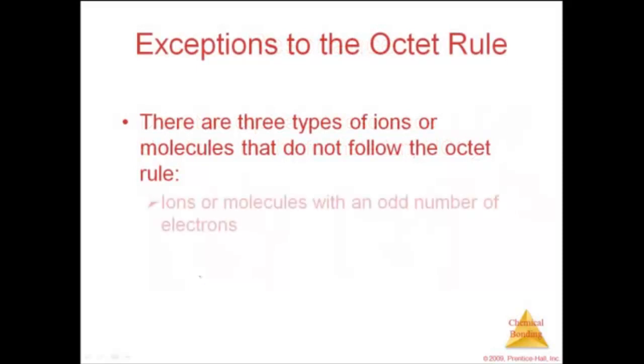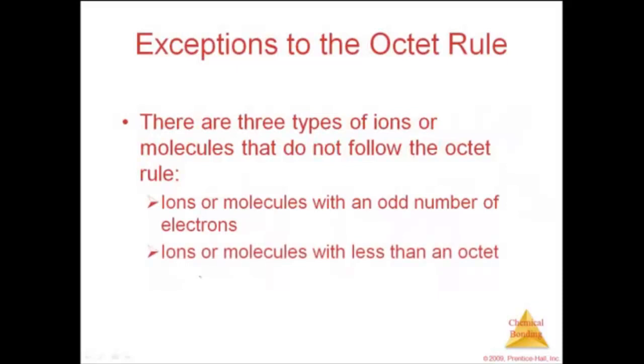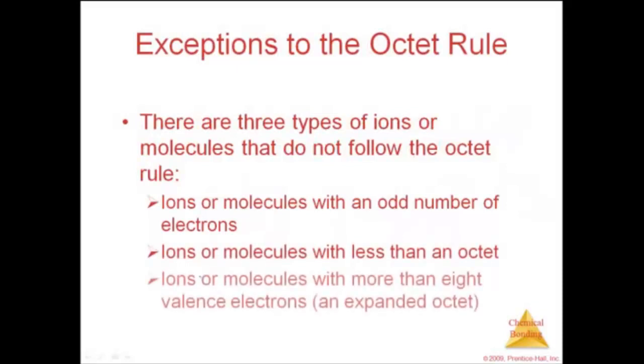Okay, so here are some exceptions to the octet rule. This is something we did not talk about in Honors Chem. So there are three types of situations where we have exceptions. One is where I have an ion or a molecule that ends up with an odd number of electrons. It doesn't happen much, but it does.